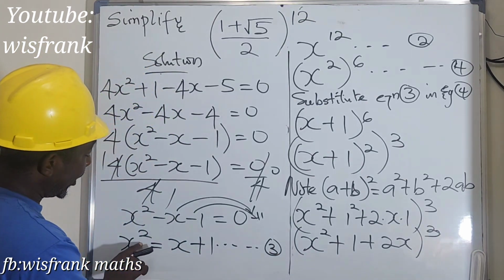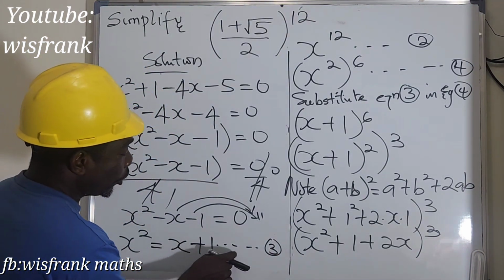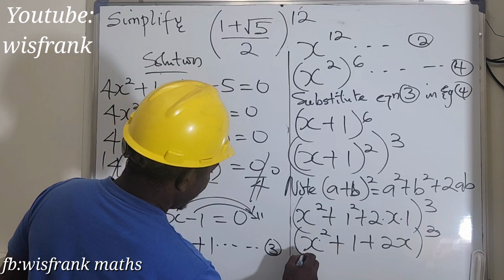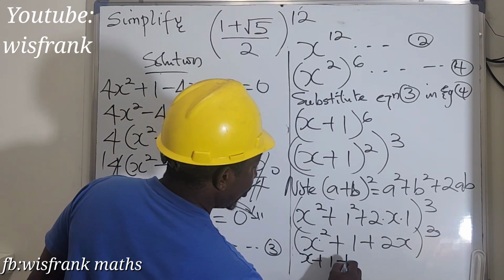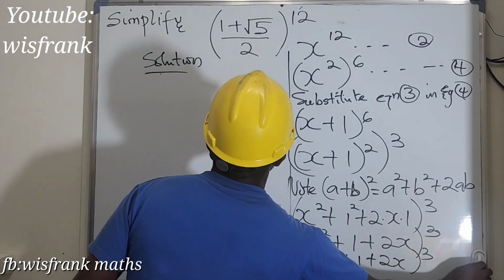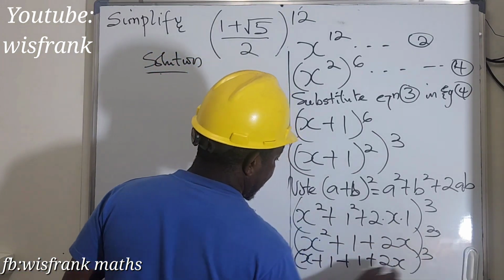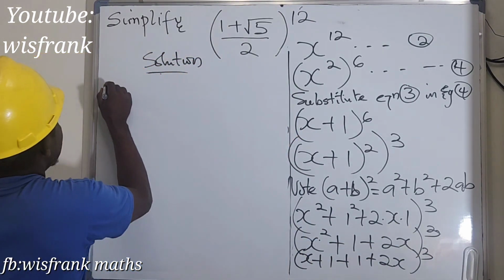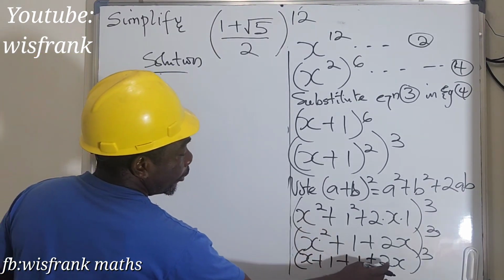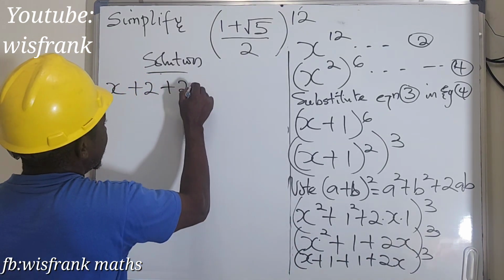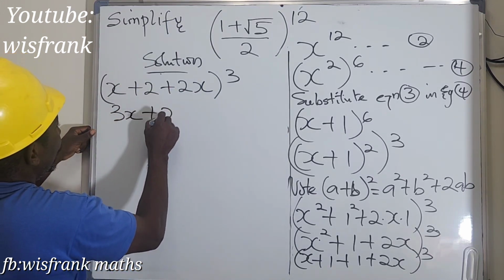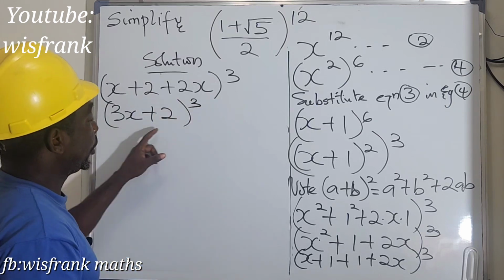Then from equation 3, we have x to the power of 2 equals x plus 1. So we are going to substitute equation 3 into where we have x squared here. So the whole of here will become x plus 1 plus 1 plus 2x all to the power of 3. So we clean this and move over to the other side. As we said, here will become x. So we have 1 plus 1, which is 2. Then we have plus 2x. Okay, here we can add this. So we have 3x plus 2 all to the power of 3. This is what it becomes.